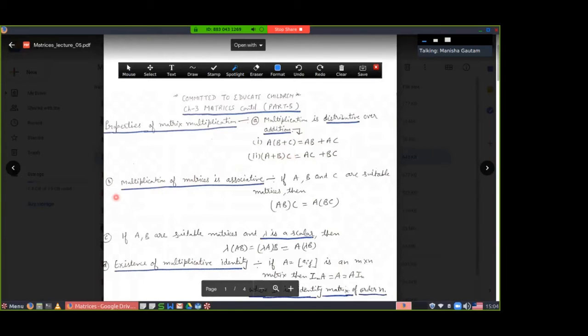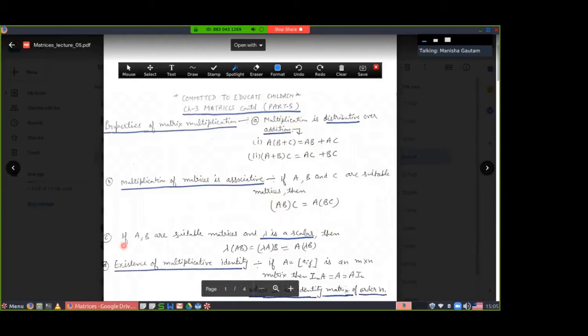Now the second property: multiplication of matrices is associative. If A, B and C are suitable matrices, suitable means they can be multiplied, it means the products are defined, then AB multiplied by C or A multiplied by BC, both will be equal. There is no change of place, that's why they are equal.